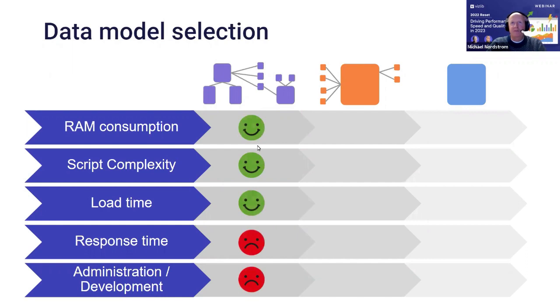The thing with that is that it's actually not that bad on RAM consumption when it just loads. The script complexity is easy, which is usually why we see this, because they come from developers just putting the data in, and this is what comes out. The load time loading data into the app is also going to be relatively quick. However, the response time once doing calculations inside the app or creating charts is going to be horrible. It will be super, super slow. And the administration and development of this usually becomes worse.